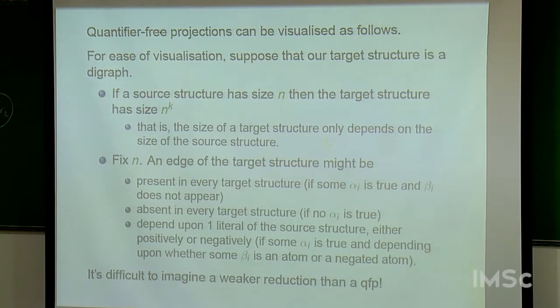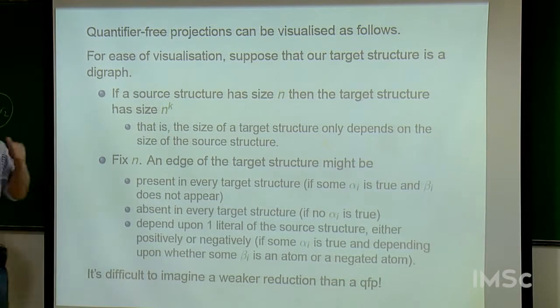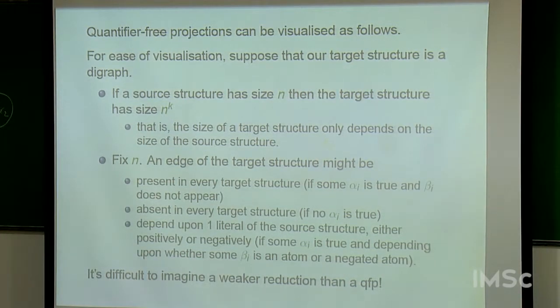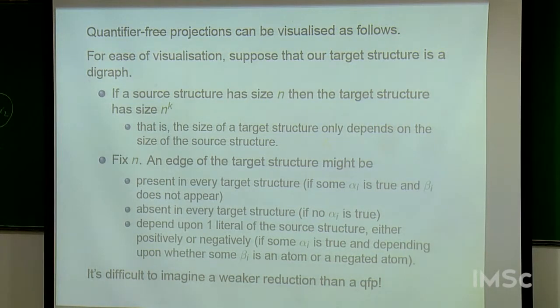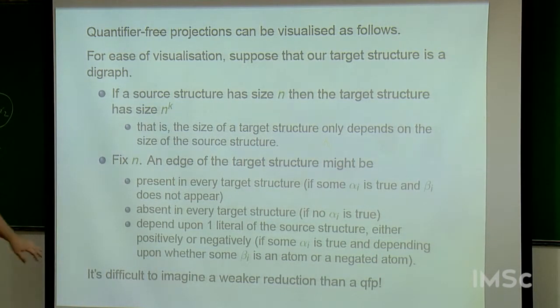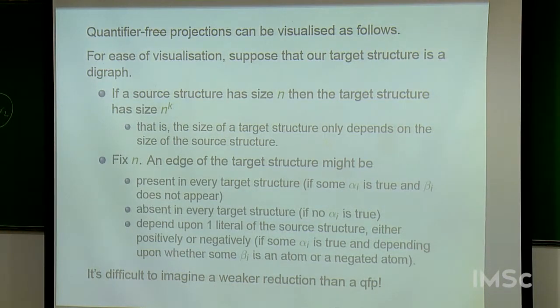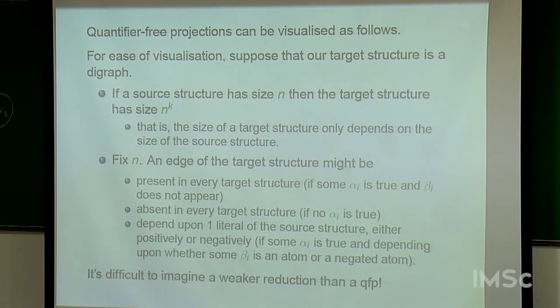Or maybe it's just going to depend on one literal of the source. Because exactly one of the alphas is true, and you look at the beta, and that's your literal, and it will tell you whether this edge is present or not. And it's really difficult to imagine a weaker notion of reduction, where you've got this consistency and where an essential bit of your target depends upon just one bit of the source.